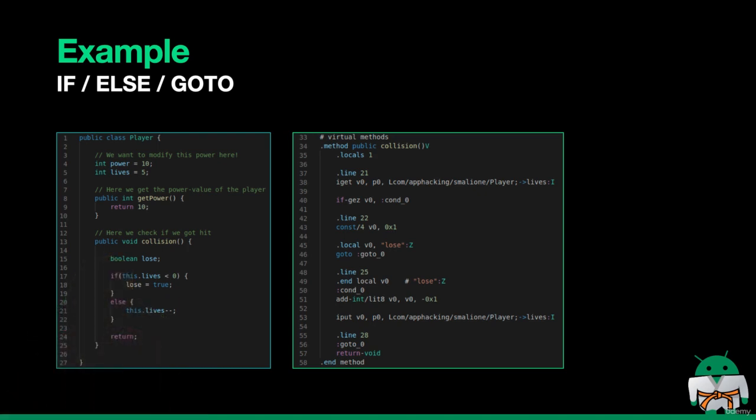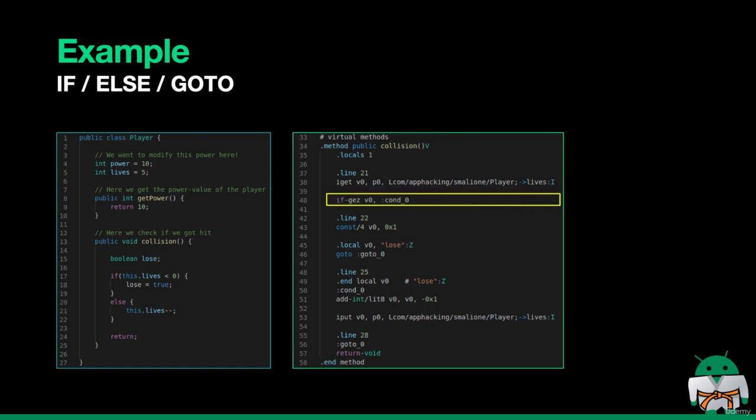So let's see. We've got our method collision. It's returning void, and on the left side we've got the Java code. So we've got a local register. We do not know if it's a variable or a placeholder for a value. In the first line, line 38, we are fetching this object, this.lives, and putting it into v0. Then we make our comparison.